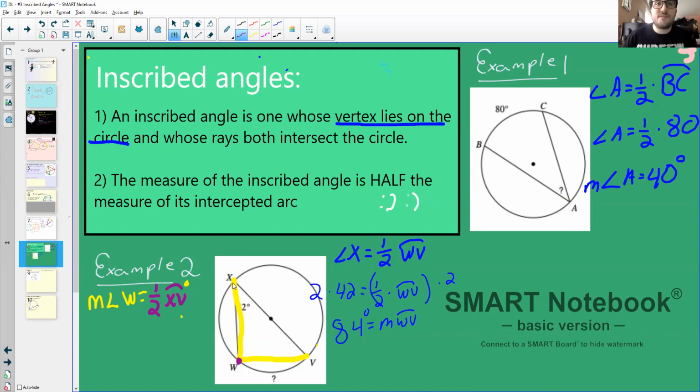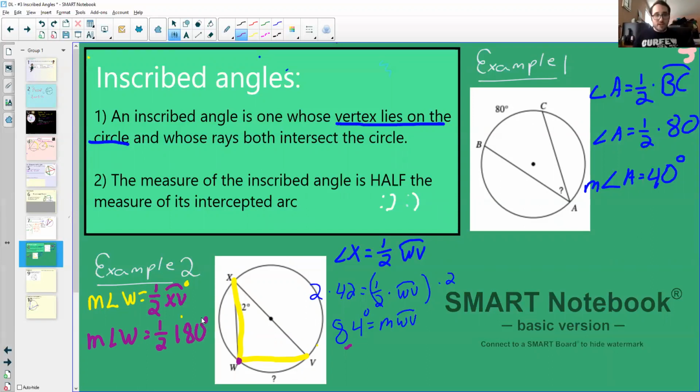But going back, we know a full circle is 360 degrees. So we just identified that line segment XV is a diameter, and a diameter cuts a circle in half. So how many degrees are in half of a circle? Can someone type it out? How many degrees are in half of a circle? 180.